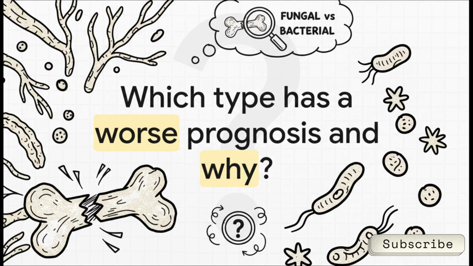So the crucial takeaway here is this. Always, always think fungal versus bacterial. The entire management plan hinges on that one distinction. So as you go back over your notes, think about this question. Which type has a worse prognosis and why? Think about how fast it progresses and what it does to the bone.